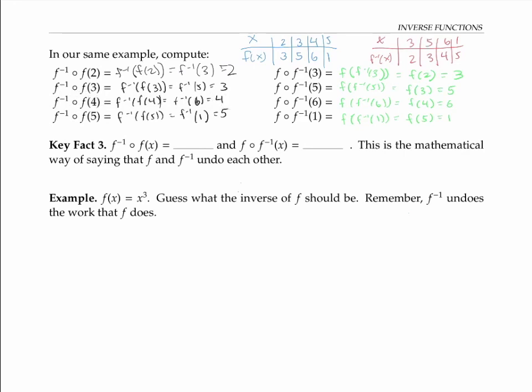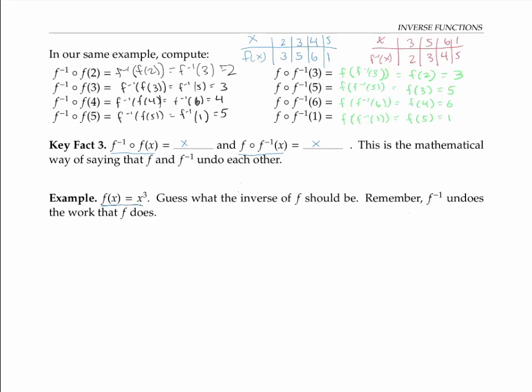And similarly, if you take f of f inverse of any number, you get back to the same number you started with. So in general, f inverse of f of x is equal to x, and f of f inverse of x is also equal to x. This is the mathematical way of saying that f and f inverse undo each other. Let's look at a different example. Suppose that f of x is x cubed. Pause the video for a moment and guess what the inverse of f should be.